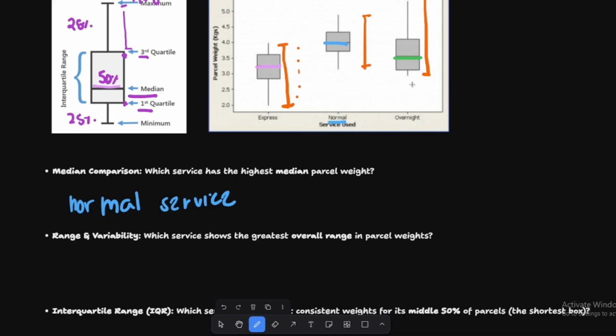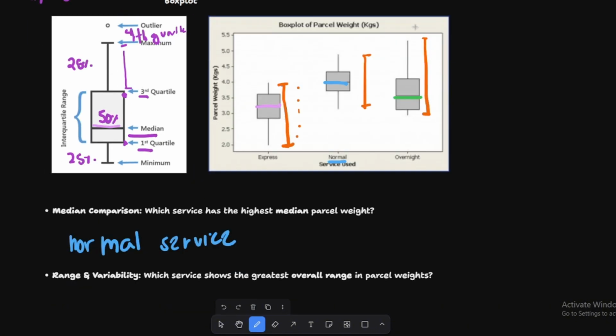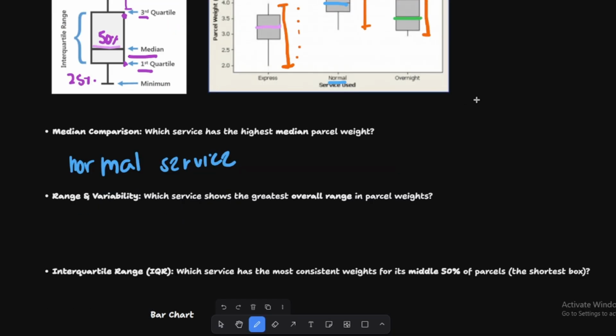So it seems to look like the overnight express shows the greatest range because the maximum value is all the way over here, the minimum is here. And if we want to actually do it mathematically, we can try to make estimates using this y bar, but by the eye, it looks like overnight has the highest range. So we are going to do overnight service.